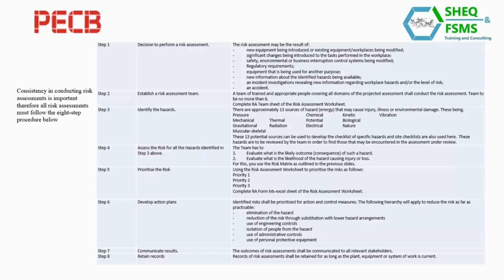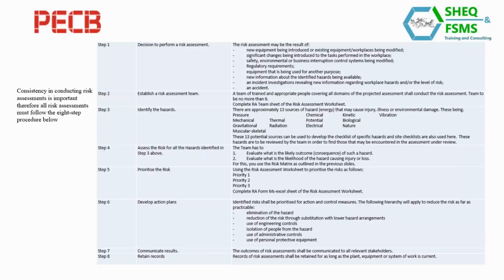Step 7, communicate the results. The outcomes of risk assessments shall be communicated to all relevant stakeholders. Step 8, retain records. Records of risk assessments shall be retained for as long as the plant, equipment, or system of work is current.